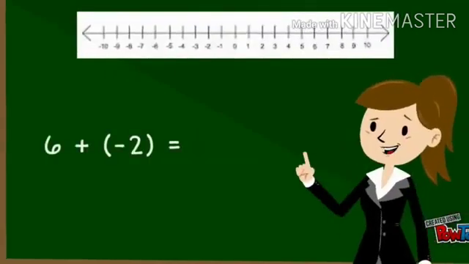And the last example, 6 plus negative 2. So start with 6. I'm adding a negative number, so move to the left. 1, 2. So the answer is 4. So that is the number line method.